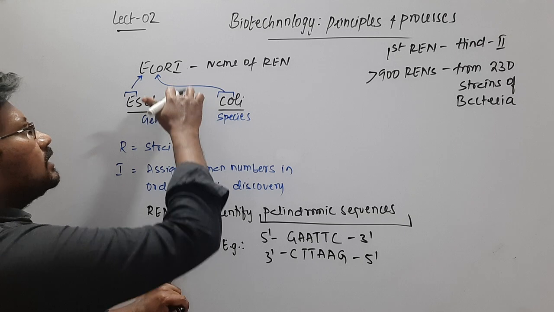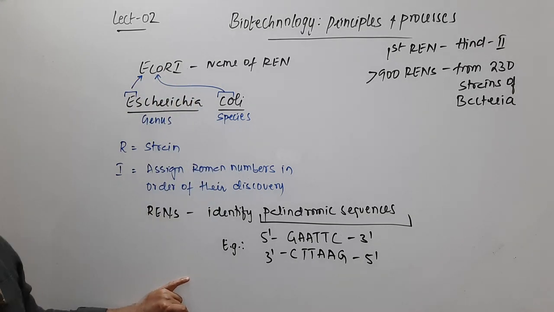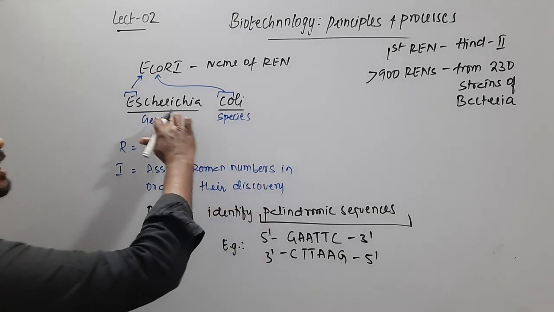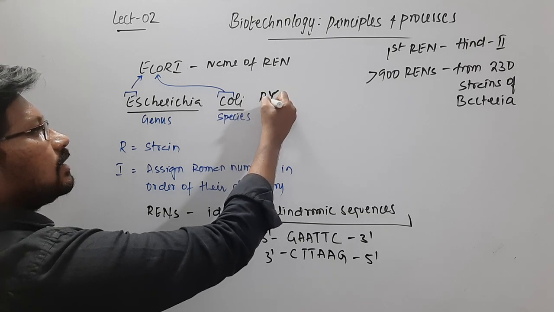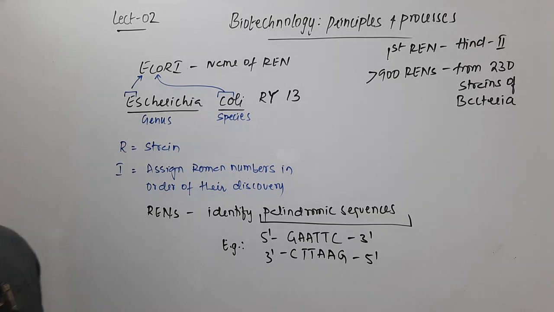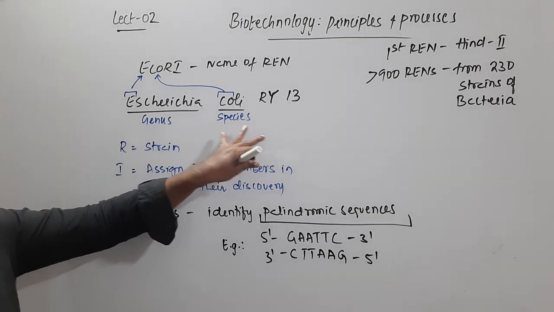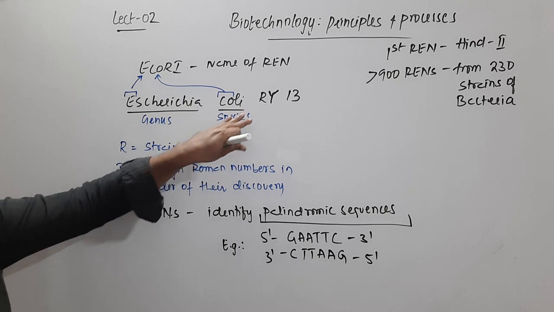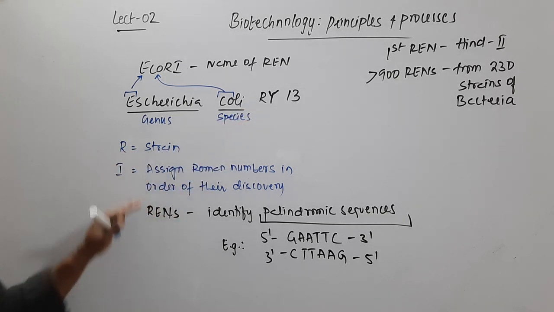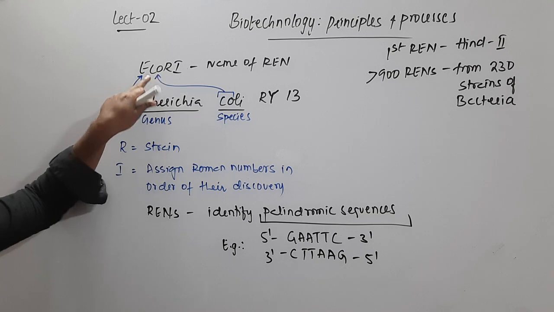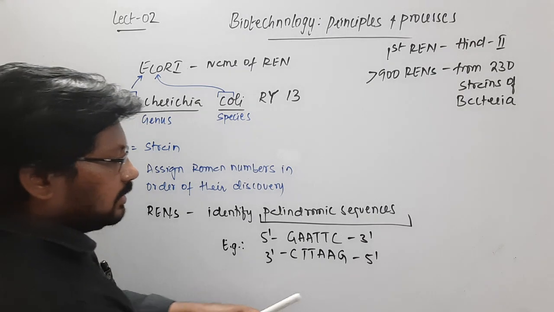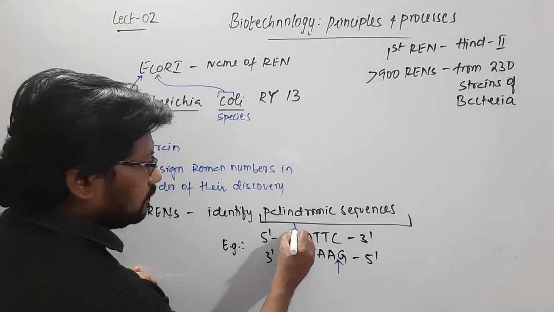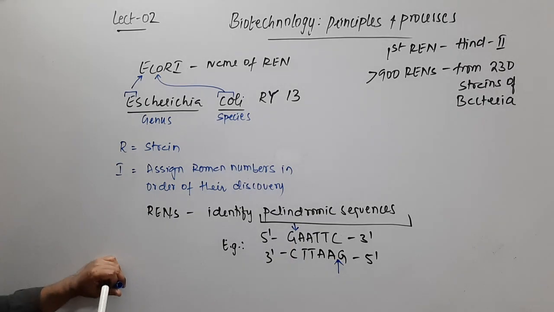Now if I take EcoRI as an example, this EcoRI is obtained, as I told, from Escherichia coli RY13. That's the complete name of this E. coli. So that's what we have mentioned in the name EcoRI. And this EcoRI is going to cut between the G and A.